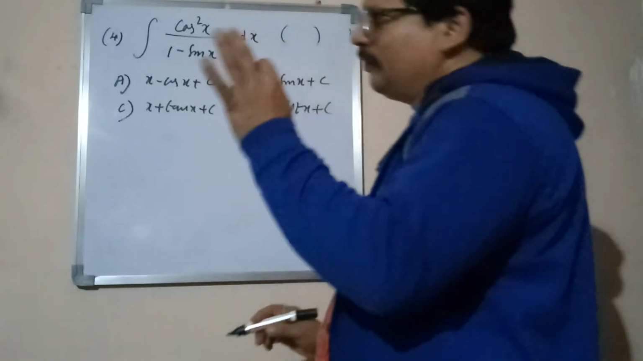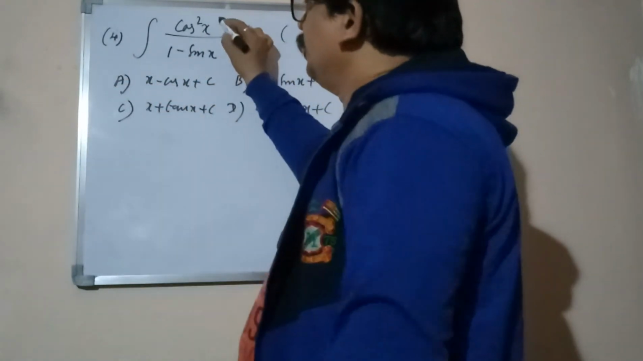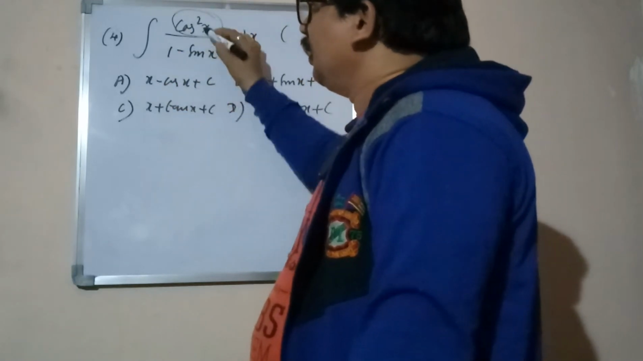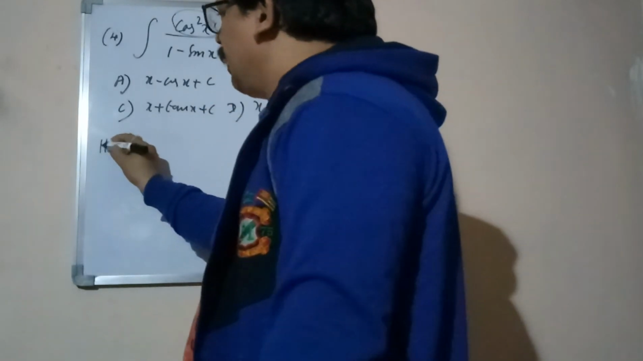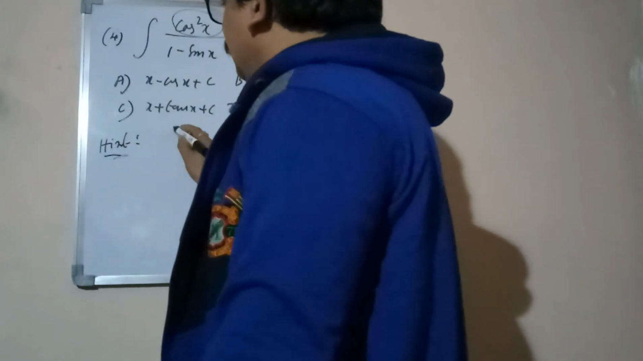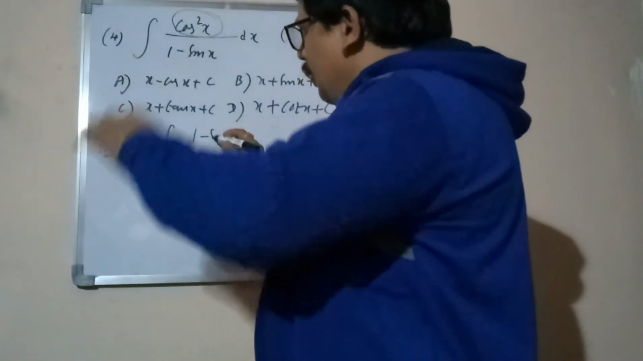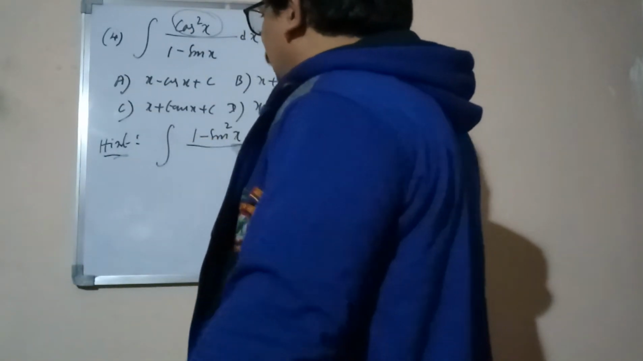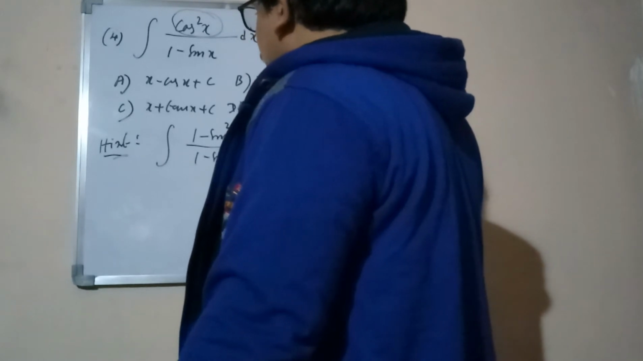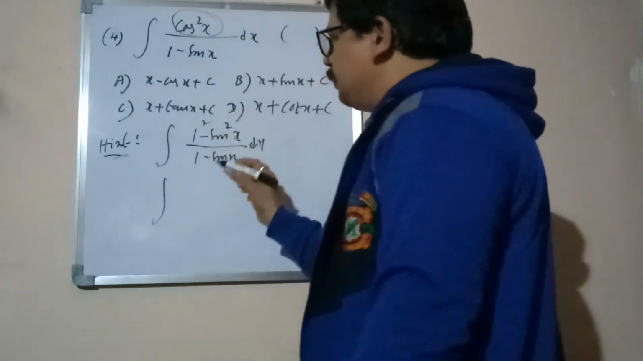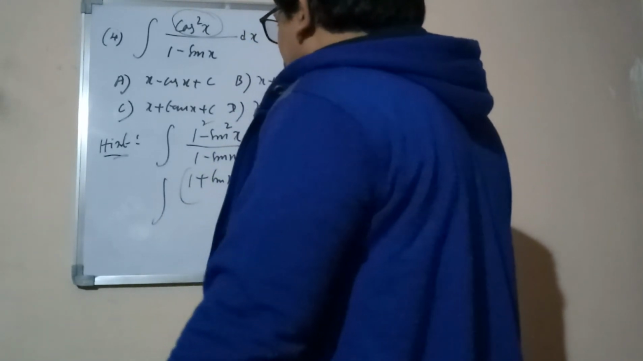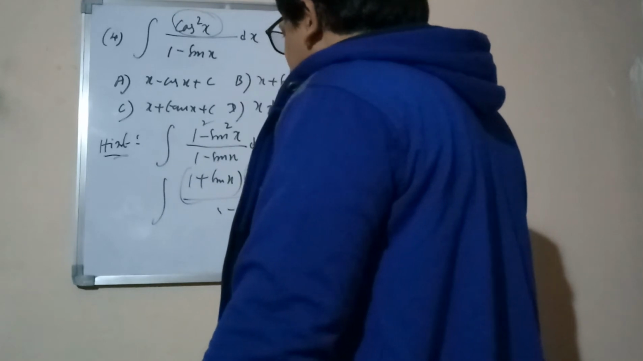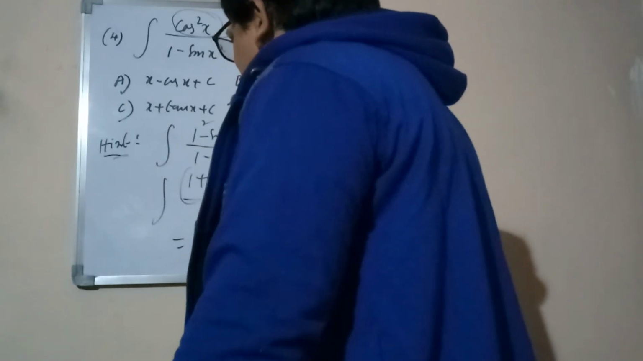Now you know this question is very, very important. If cos square x is there, it is not a derivative, it is integration. That's why in the first step you write 1 minus sin square x. You know the formula already: 1 minus sin x dx. That is a square minus b square: 1 plus sin x times 1 minus sin x, divided by 1 minus sin x.